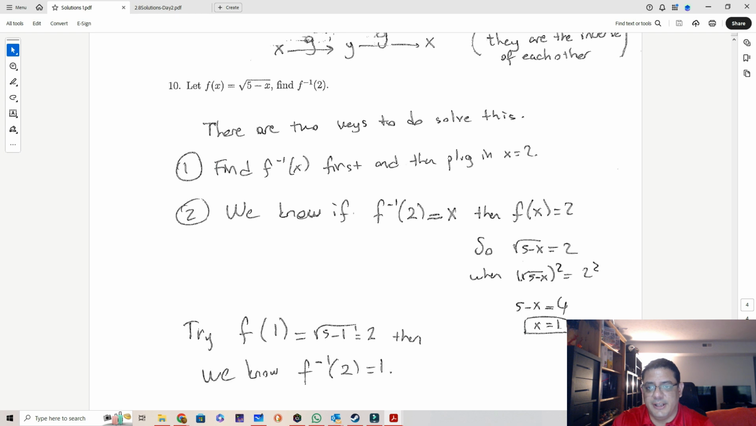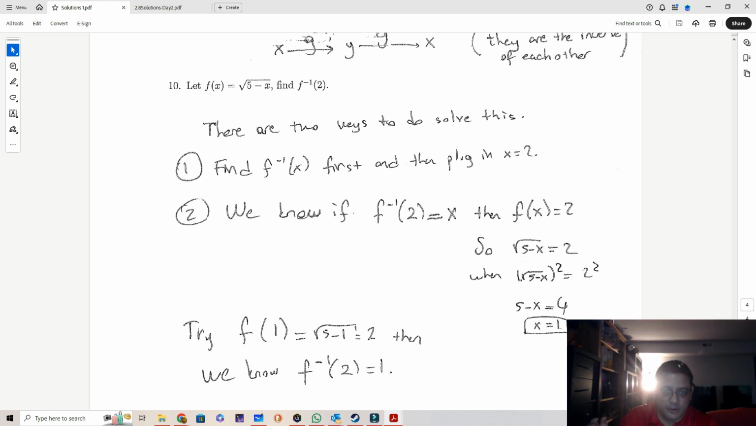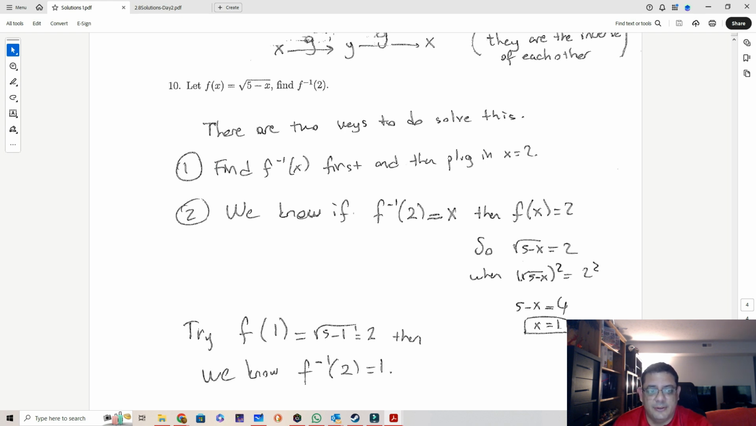Now for exercise number 10, we have f of x being the square root of 5 minus x, and we want to find out what f minus 1 of 2 is. And so there are two ways that we can solve this. First is we find f minus 1 of x and plug in 2, or if we know that f minus 1 of 2 is a certain number x, then that means that f of x has to be 2. And so that means that the square root of 5 minus x is supposed to be 2. So therefore, the square root of 5 minus x, squared, is 4. And so that means 5 minus x is 4, or x equals 1.